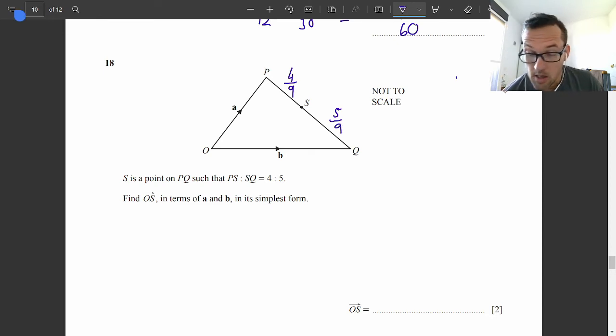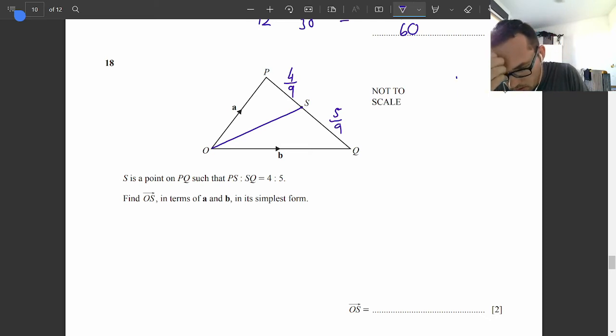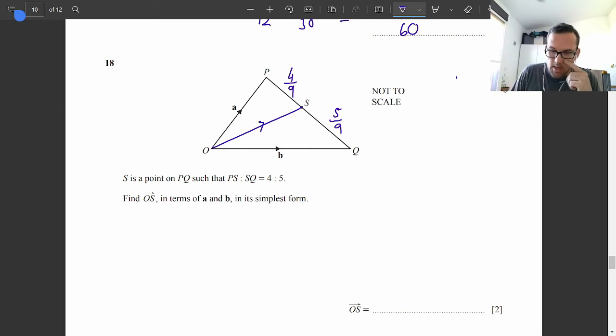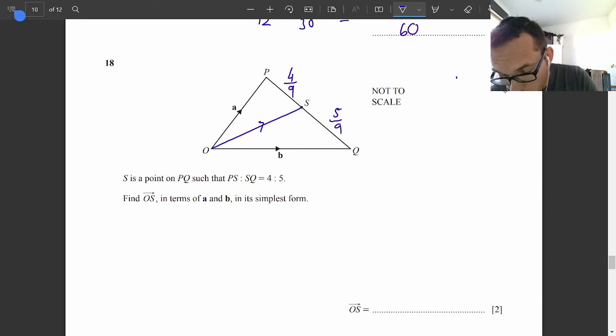That is important. Right. Then it says find OS in terms of a and b in the simplest form. So let's draw OS in there. Okay, important to put the arrow in. Okay, so we need to find OS. It's important now to follow a route that we have. So we can either go OP, and then PS, or we can go OQ and then QS. Okay, either one will work, whichever you prefer.